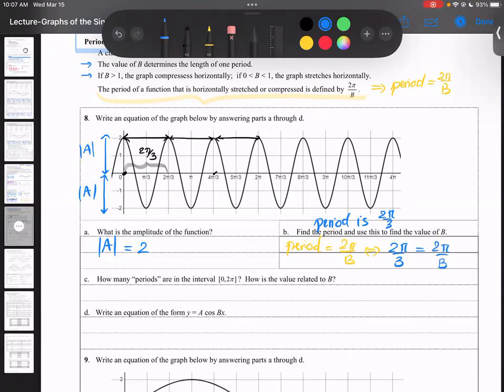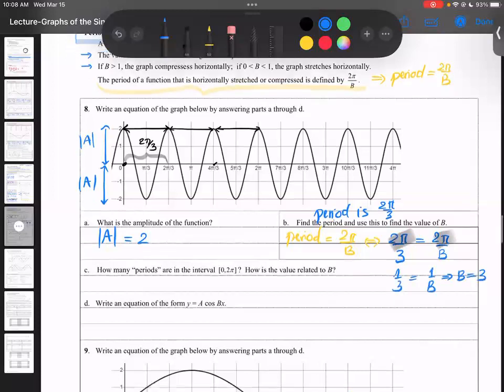Can I cancel the 2π on the top? By the way, that's number 3, that's not b. Can I cancel the 2π? Is that okay? It's algebra. If you multiply both sides by 1/2π, let's cancel. So I have 1/3 equals 1/b, so b equals 3. You can check your math again at home. So b is 3. So far so good. You use that again.